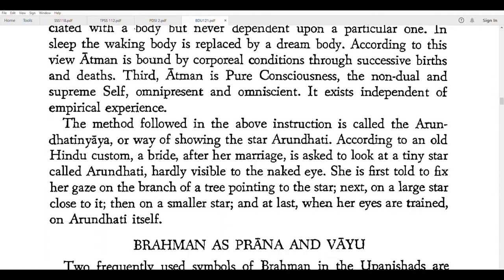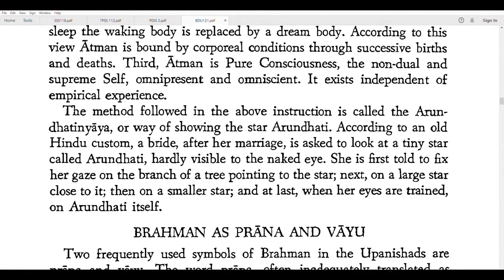The method followed in the above instruction is called the Arundhati Nyaya, or way of showing the star Arundhati. According to an old Hindu custom, a bride after her marriage is asked to look at a tiny star called Arundhati, hardly visible to the naked eye. She is first told to fix her gaze on the branch of a tree pointing to the star, next on a large star close to it, then on a smaller star, and at last, when her eyes are trained, on Arundhati itself.